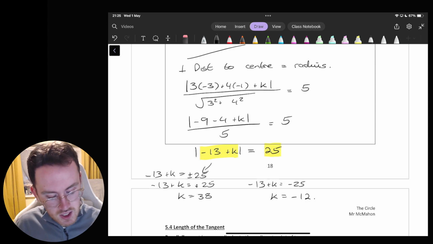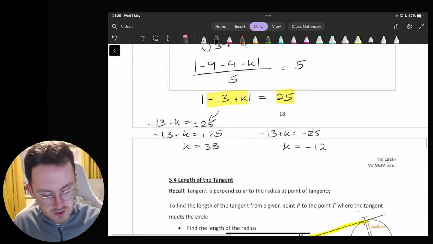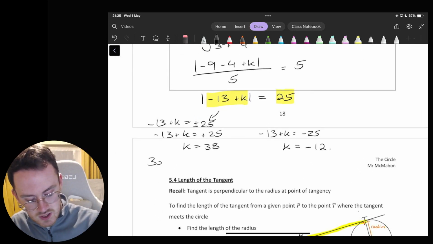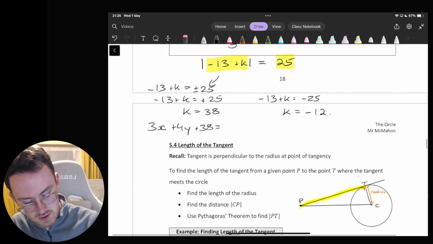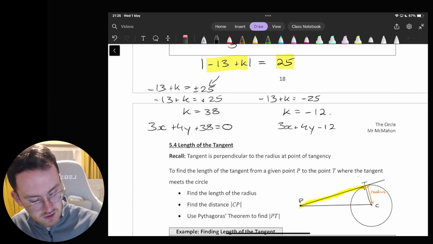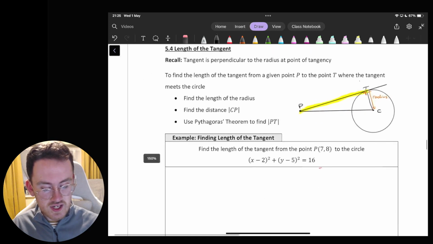Okay, so to finish that one out, it would just be to fill in the equation there. So 3x plus 4y plus 38 equals 0, and 3x plus 4y minus 12 equals 0. Okay, so the last little part to look at then is just the length of the tangent.